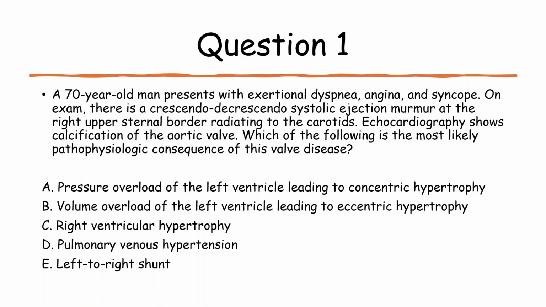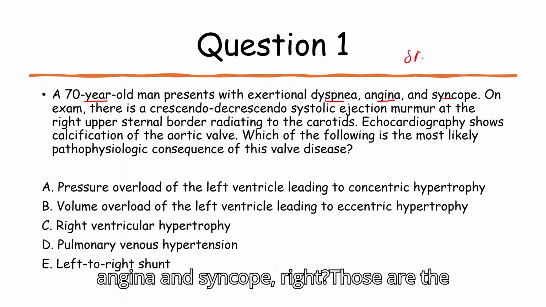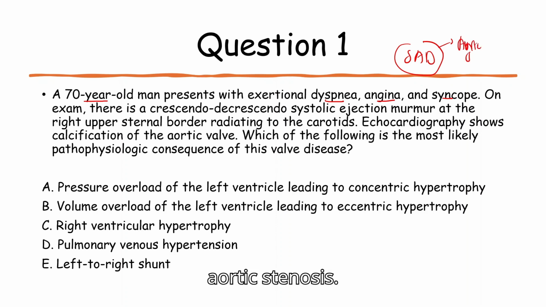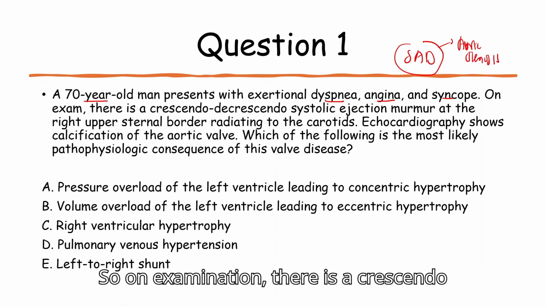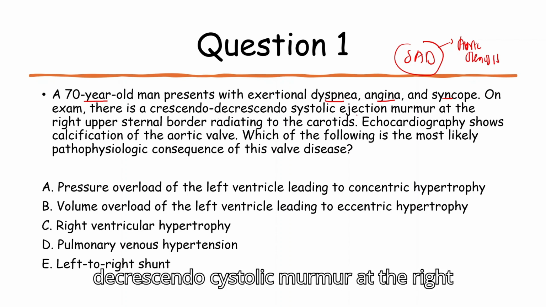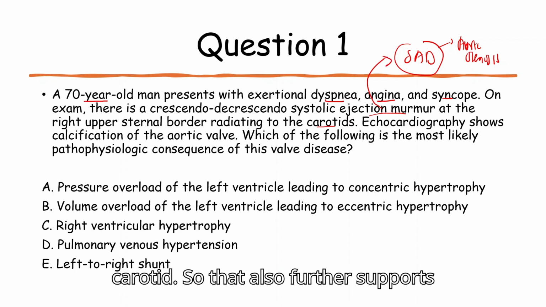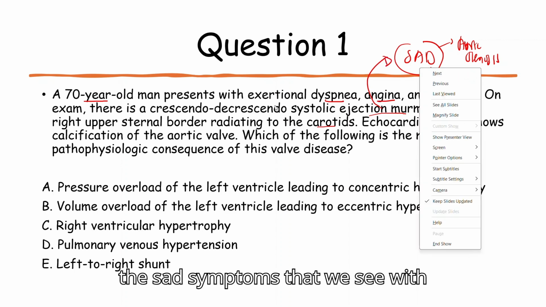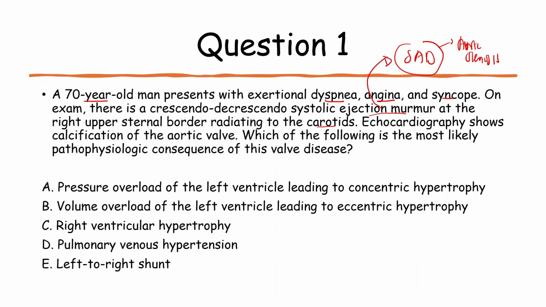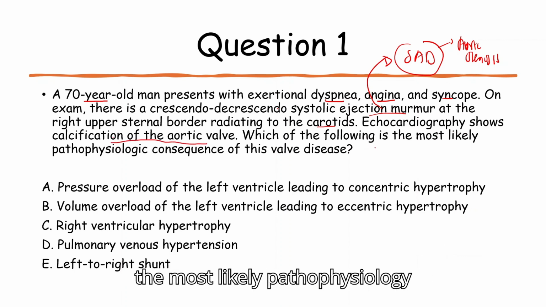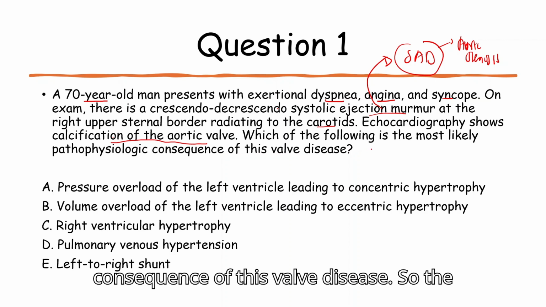So the first question: a 70-year-old man presents with dyspnea, angina, and syncope, right? Those are the SAD symptoms that we classically see in aortic stenosis. On examination, there's a crescendo-decrescendo systolic murmur at the right upper sternal border radiating to the carotid. That further supports the SAD symptoms that we see with symptomatic aortic stenosis. Echocardiography shows calcification of the aortic valve. Which of the following is the most likely pathophysiologic consequence of this valve disease?